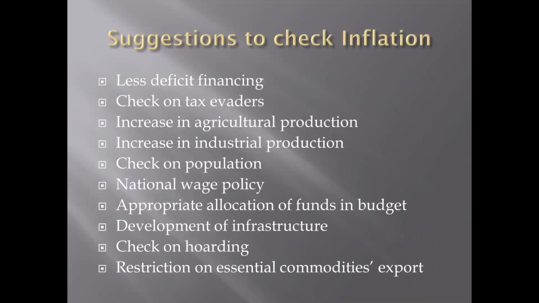Then what are the suggestions to check the inflation? Less deficit financing should be there. There should be check on the tax evaders, increase in agriculture and industrial production, check on the population, national wage policy. That means you are restricting the amount of wages to be given to the wage workers. It should be on the basis of efficiency. If they are more efficient, producing more productivity, then performance linked wages should be there. They will be paid more wages if their performance is good.